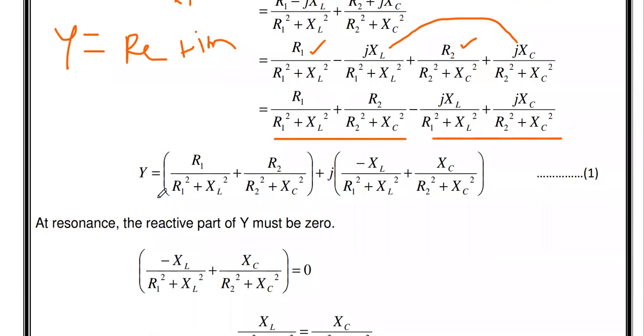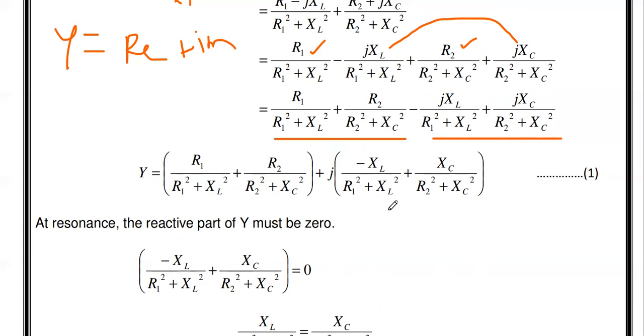Then this real part you write separately, plus in these 2 terms you take j outside. If you are taking j outside, minus XL by R1 squared plus XL squared plus XC divided by R2 squared plus XC squared. So this is the total admittance of that 2 branch parallel RLC circuit. Consider this as equation number 1. In this we split the total admittance into real part as well as imaginary part.